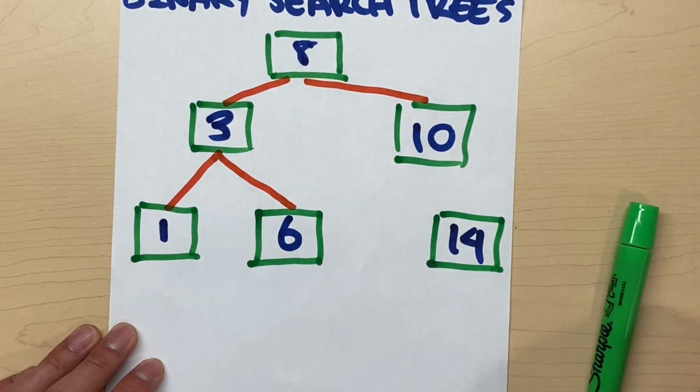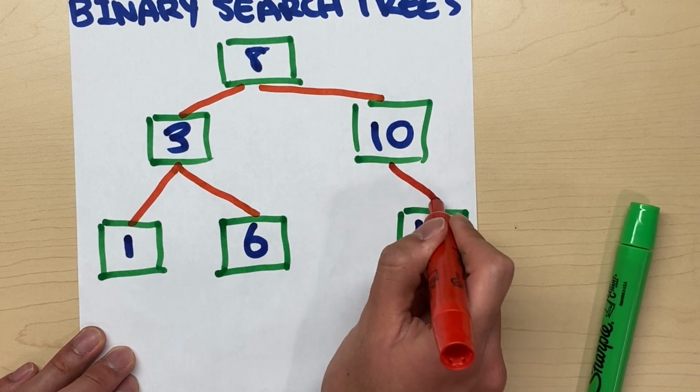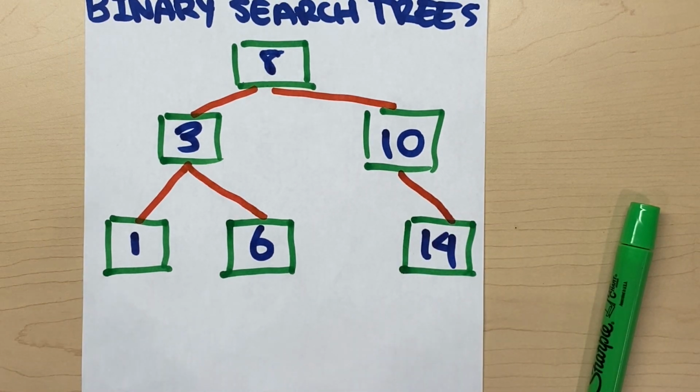And then let's say we want to insert another value, like say 14. We know that 14 is greater than 8, so it goes right, and then greater than 10, which means it goes right again. So that's how we build our binary search trees.